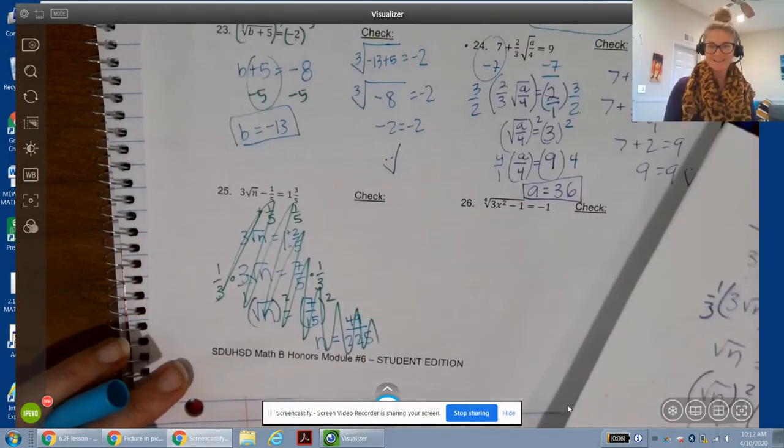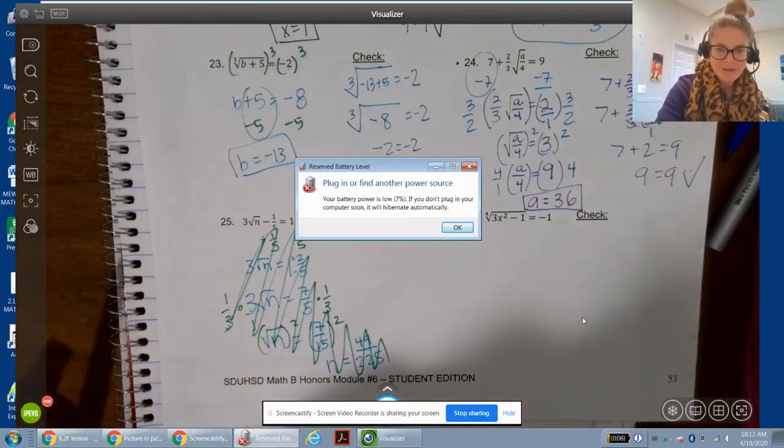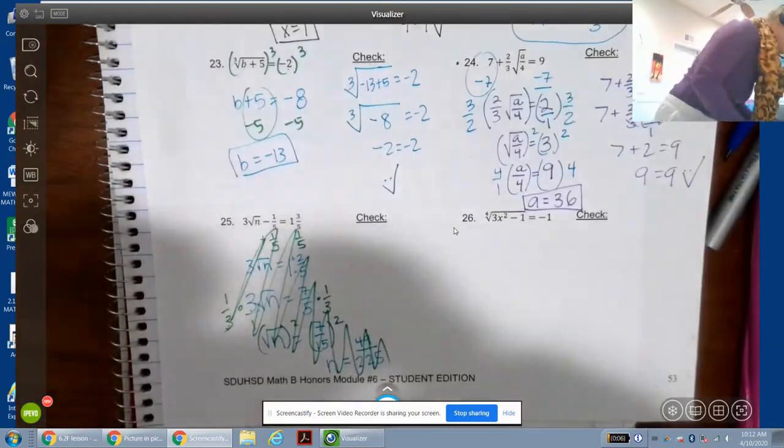Okay, one last problem. Then you can tell I think I'm getting a little hungry. Let me plug in my computer also so it doesn't die.